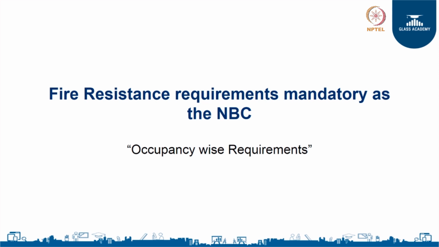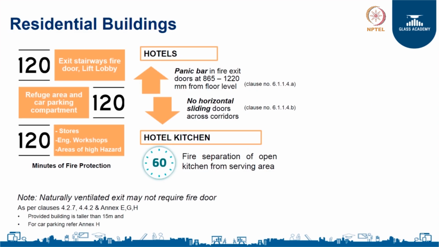Next, I am going to be focusing on the fire resistance requirements mandatory as per the NBC with regards to specific occupancies. In a residential building, the National Building Code states that exit stairways, fire doors and lift lobbies need to be fire rated for 120 minutes. As I explained, it is very important to enclose a lift lobby with a fire rated system. Otherwise, there is a possibility of the fire spreading from the fire side to the non-fire side, or into the lift lobby and then into the lift shafts, and then it will spread across the whole building.